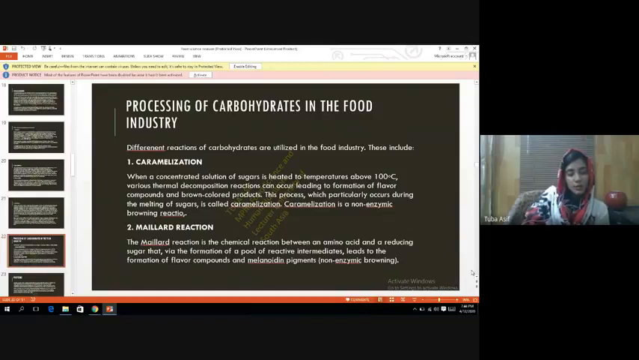The other processing that occurs in carbohydrate processing is the Maillard reaction. The Maillard reaction is the chemical reaction between an amino acid and a reducing sugar. The formation of a pool of reactive intermediates leads to the formation of flavor compounds and pigments.